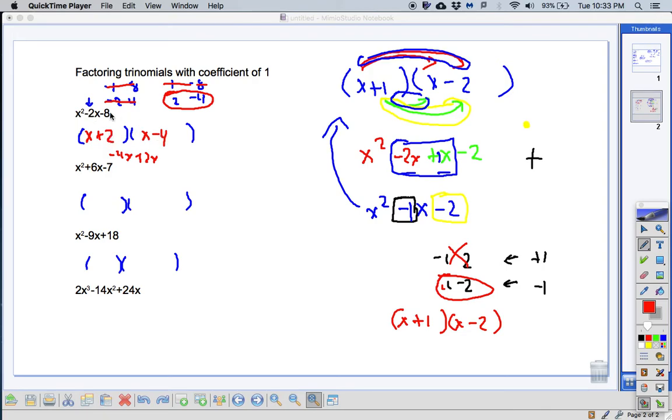And lastly, 2 times negative 4 is negative 8. So indeed, we are back to our original one when you distribute this out. So this is our answer right here. Parentheses x plus 2, another set of parentheses x minus 4. Remember, this is a multiply problem.